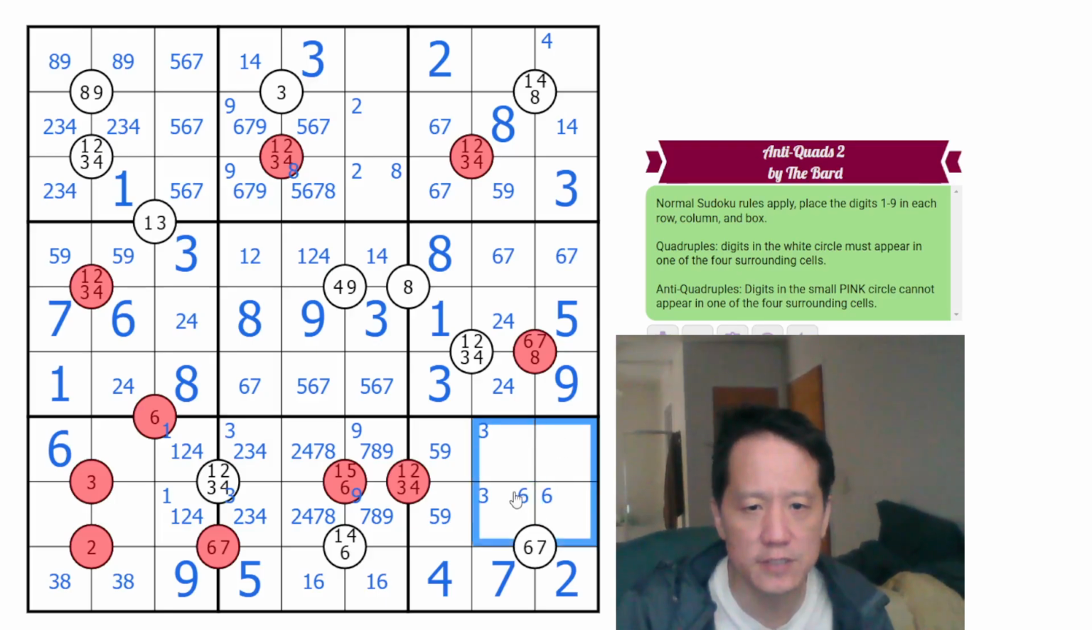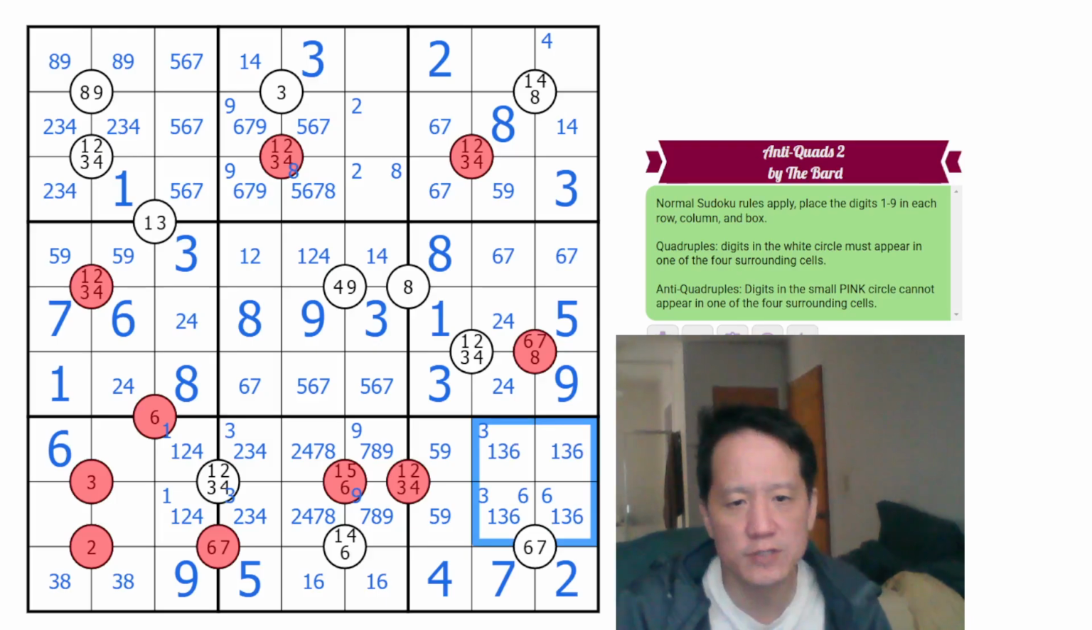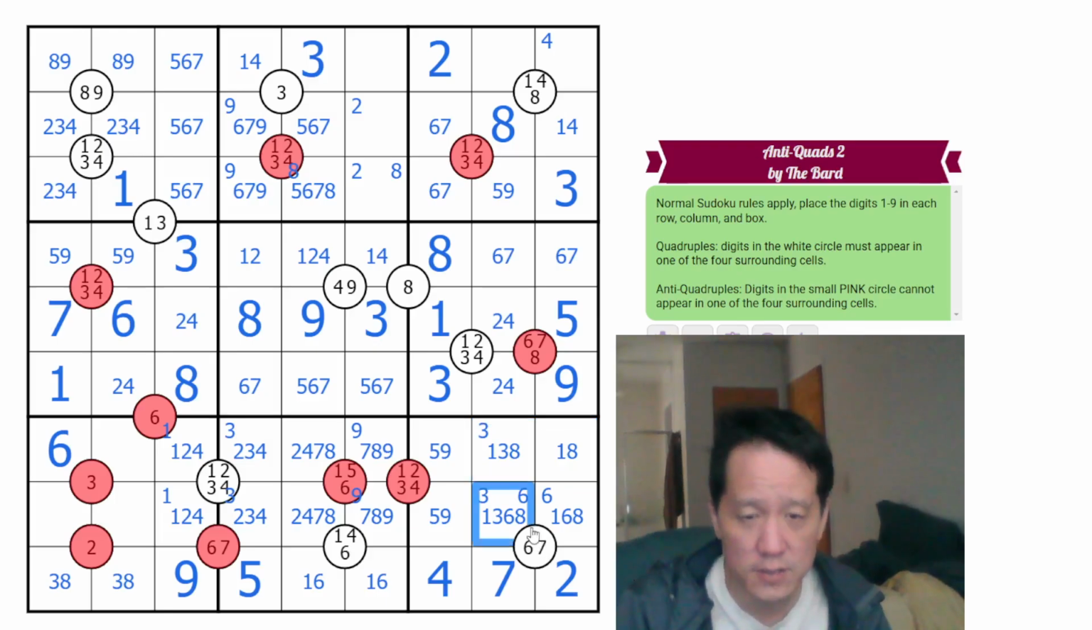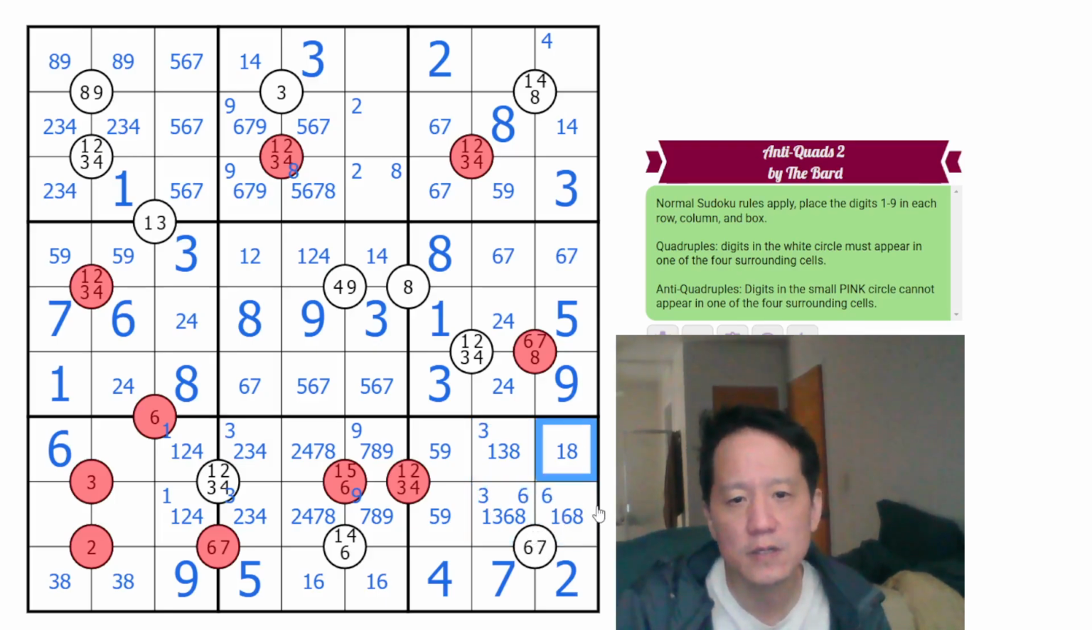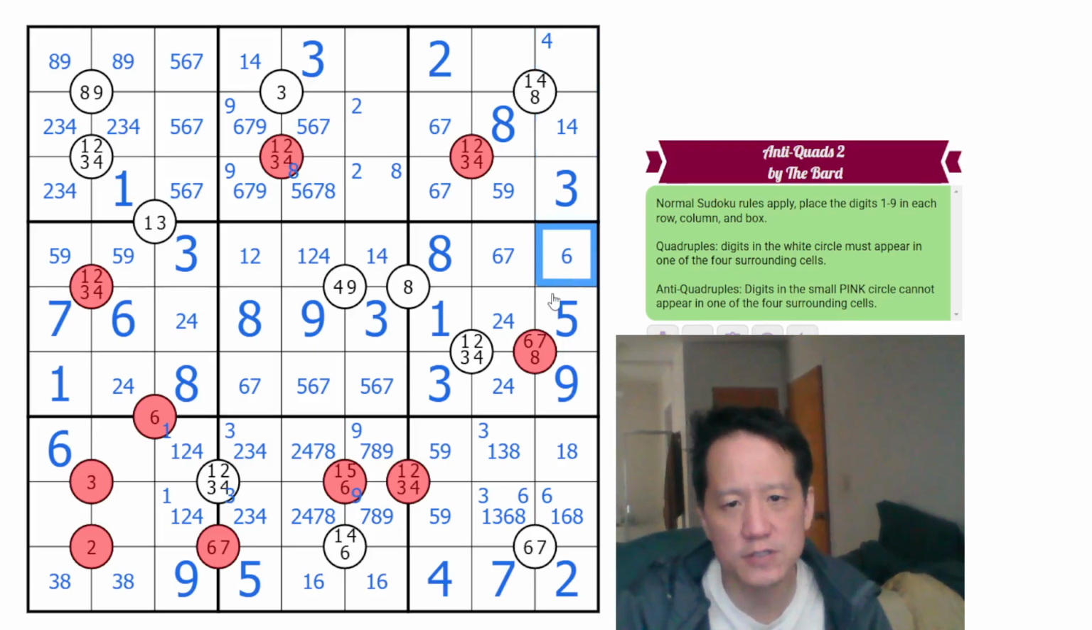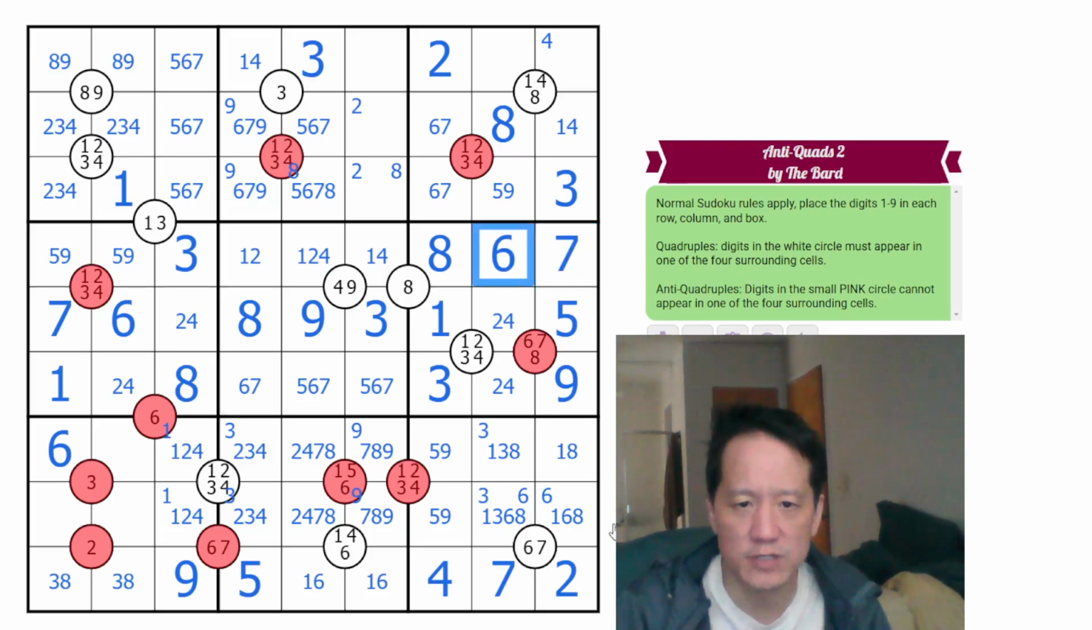The remaining digits here are 1, 3, 6, and 8, but these can't be 3, and these can't be 6. This can't be 7 here. These can't be 7 here. Where's a 7? It has to be here. So this is a 7, which makes that a 6. This can't be 6 anymore. So therefore, this has to be a 6 here.